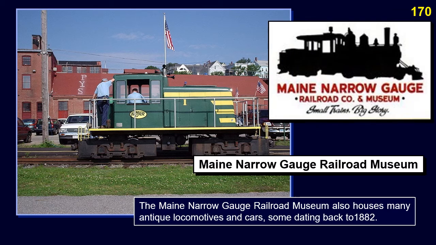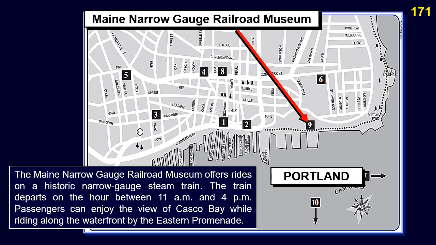The Maine Narrow Gauge Railroad Museum also houses many antique locomotives and cars, some dating back to 1882. The Maine Narrow Gauge Railroad Museum offers rides on a historic narrow-gauge steam train. The train departs on the hour between 11 a.m. and 4 p.m. Passengers can enjoy the view of Casco Bay while riding along the waterfront by the Eastern Promenade.